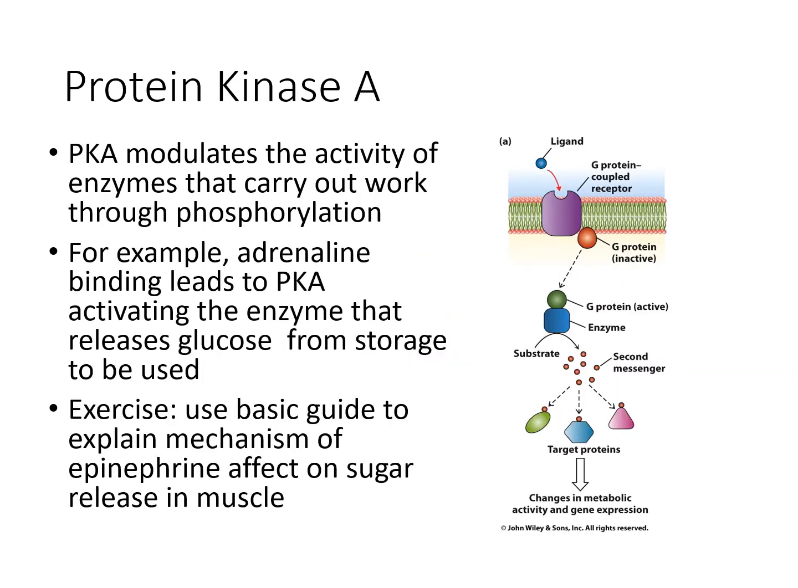The example of the phosphorylation enzyme is protein kinase A. Protein kinase A modulates the activity of the enzymes that carry out work through phosphorylation. So these are the keywords. For example, adrenaline binding leads to PKA activating the enzymes that release glucose from storage to be used. And this is how it works.